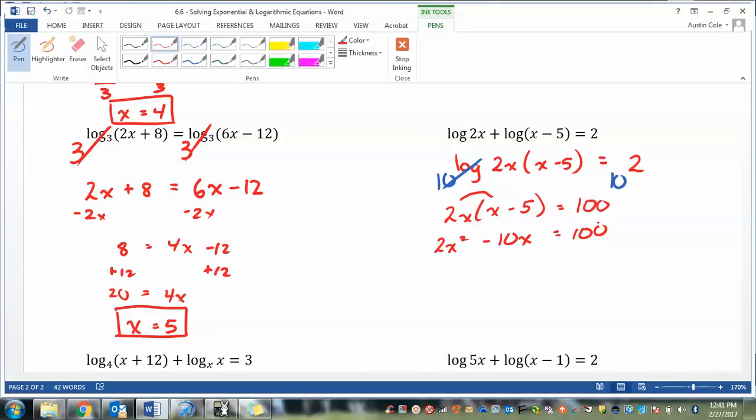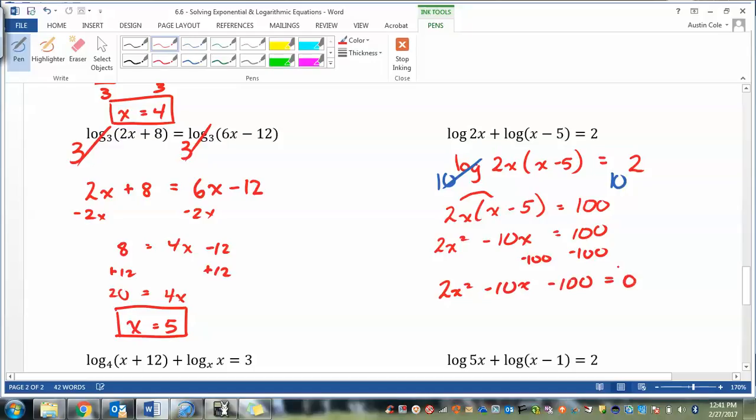I heard a couple things. I've got x and I got x squared, right? When I have x squares and x's, I need to get everything equal to 0. So I'm going to minus 100 on both sides. So 2x squared minus 10x minus 100 equals 0.